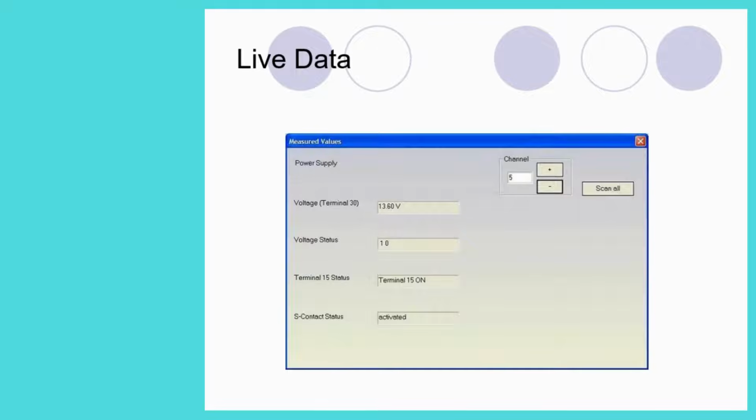This is an example of live data. It shows the voltage at terminal 30 is 13.6 volts. The voltage status is 10. Terminal 15 is on, and the S contact is activated.